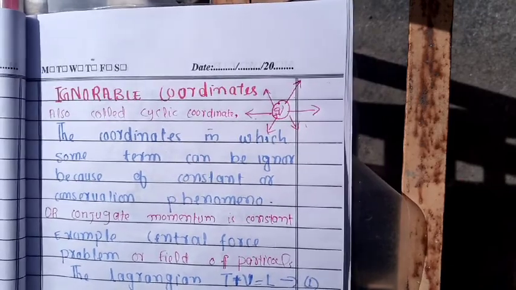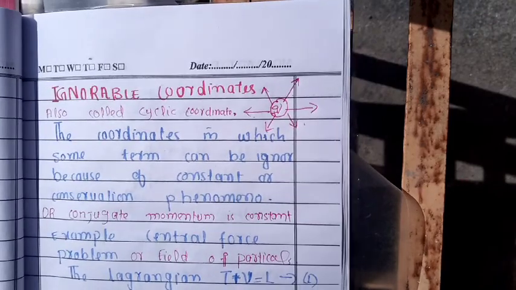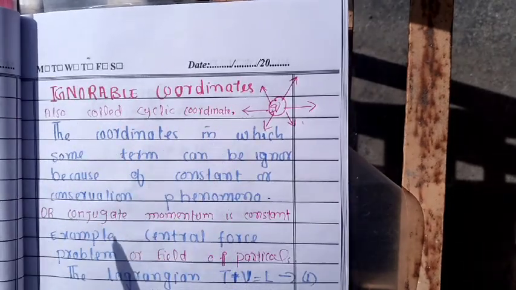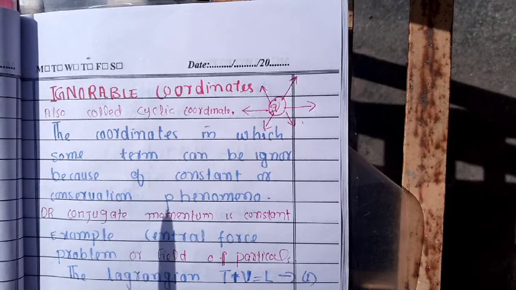Today, the topic is ignorable coordinates. What is ignorable coordinates? To know the ignorable coordinates, first we will know what coordinates are and what generalized coordinates are. Okay, so come to the next page.